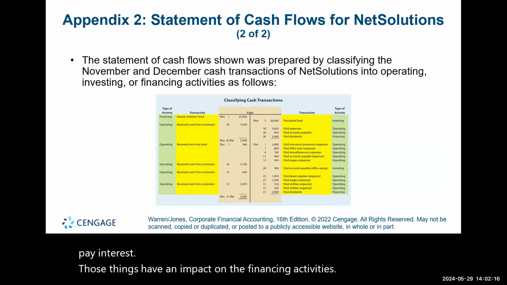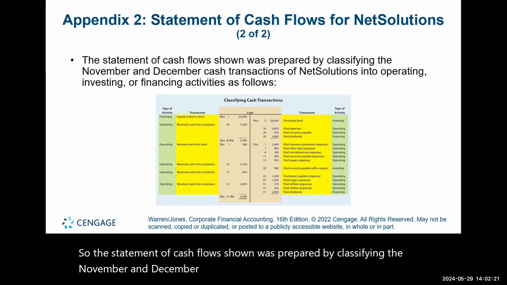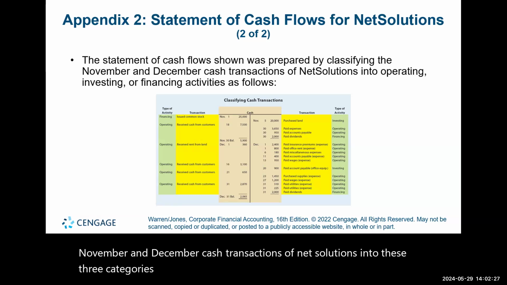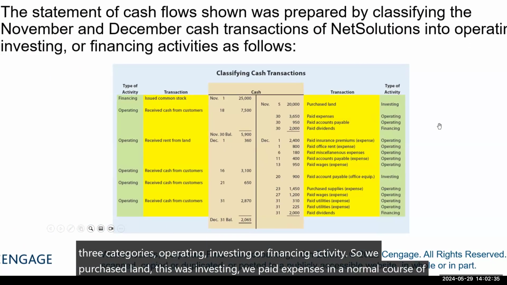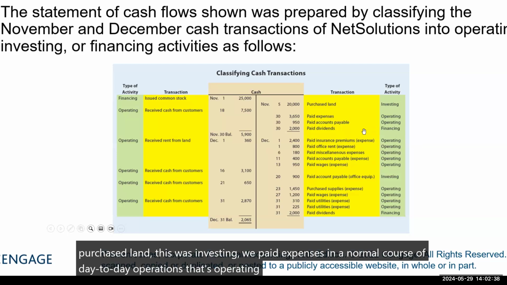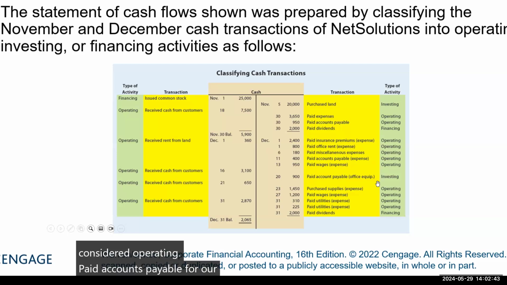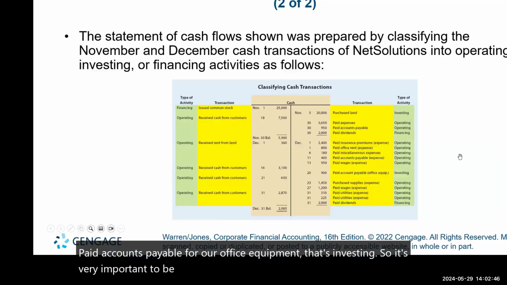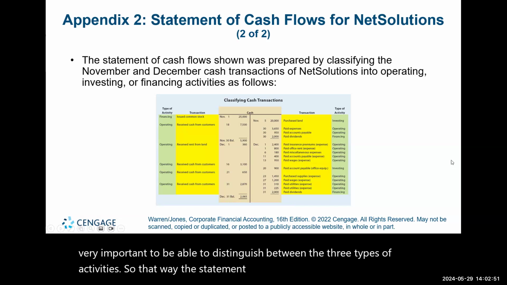So the statement of cash flows shown was prepared by classifying the November and December cash transactions of Net Solutions into these three categories: operating, investing, or financing activity. So we purchased land, this was investing. We paid expenses in the normal course of day-to-day operations, that's operating. We paid dividends, that's considered financing. We paid accounts payable for our office equipment, that's investing. So it's very important to be able to distinguish between the three types of activities, so that way the statement of cash flows can be prepared accurately.